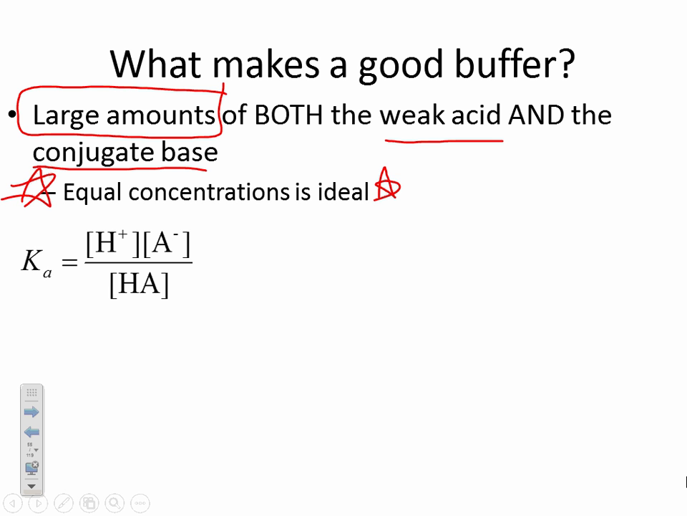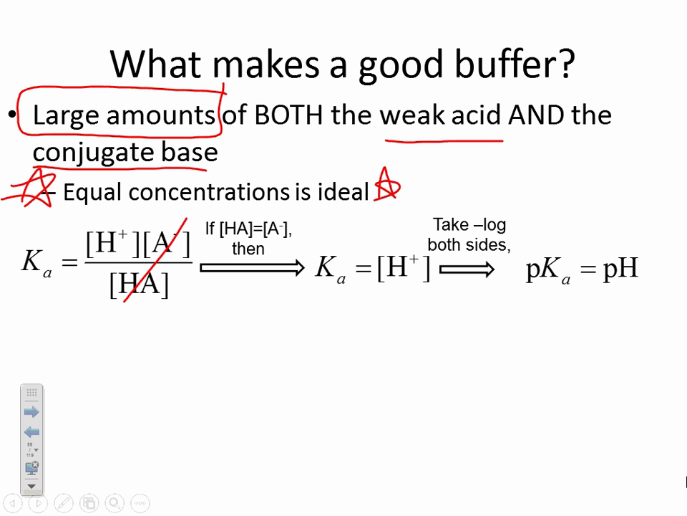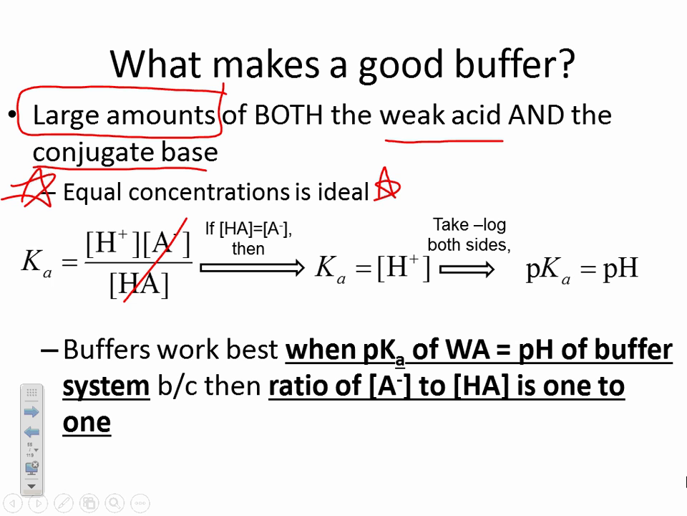And the reason is due to the equilibrium expression for a weak acid. So our weak acid equilibrium expression, which hopefully you're used to by now, Ka equals [H+][A-] divided by [HA]. Well, if the HA concentration is equal to A-, then these 2 things will cancel out. And if they cancel out, we wind up with this expression, Ka equals the concentration of H+, if A- is equal to HA. And if you simply take the negative log of both sides, then you wind up with this expression, pKa is equal to pH. And that actually becomes a critical thing about making a good buffer.